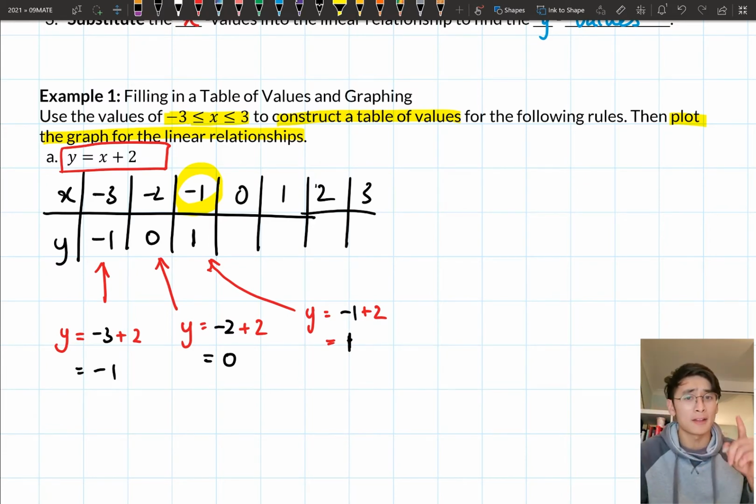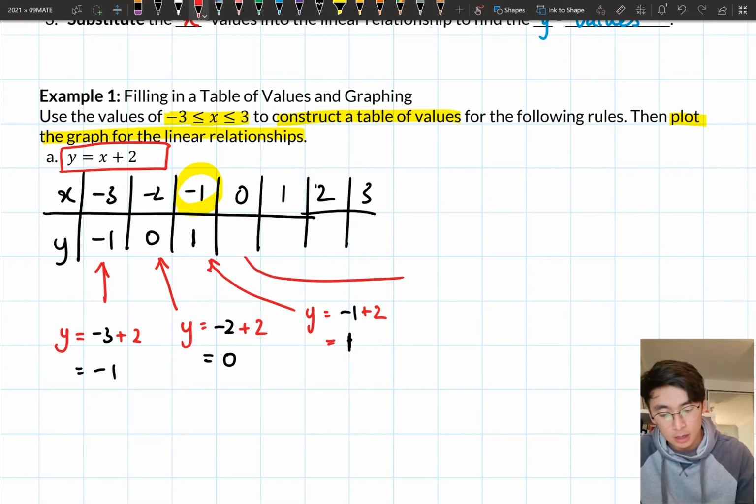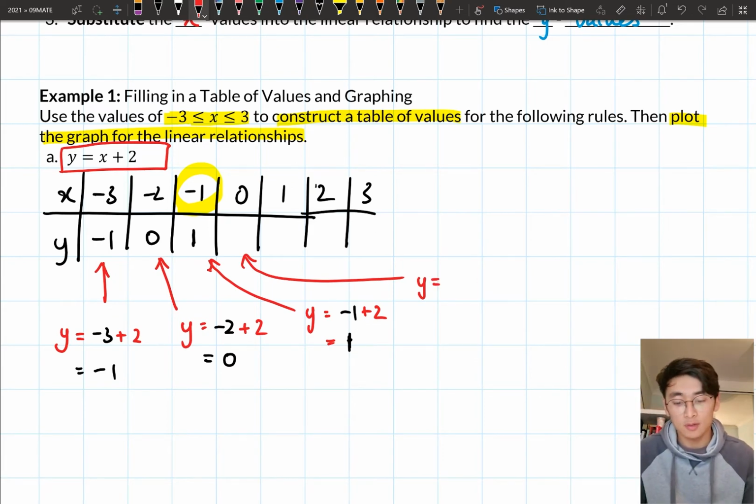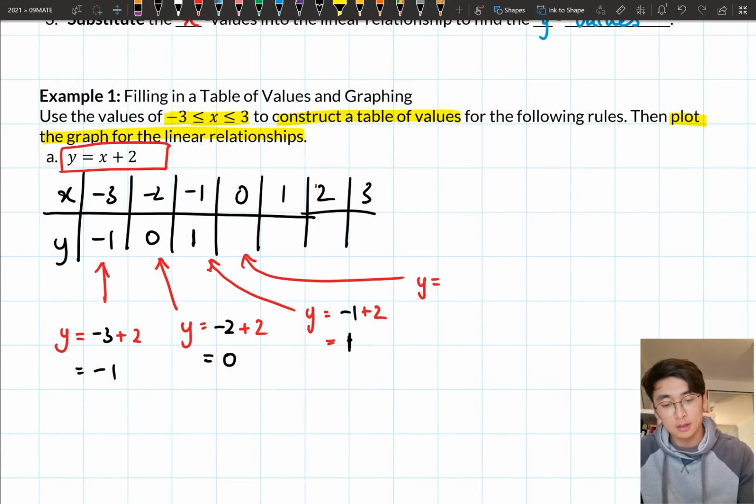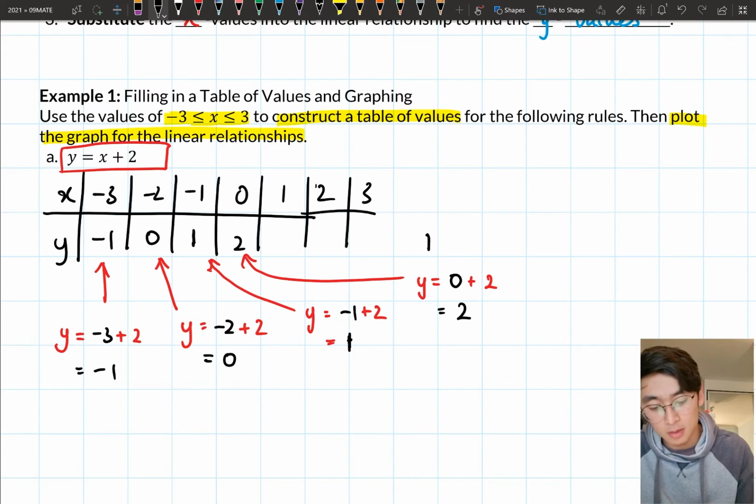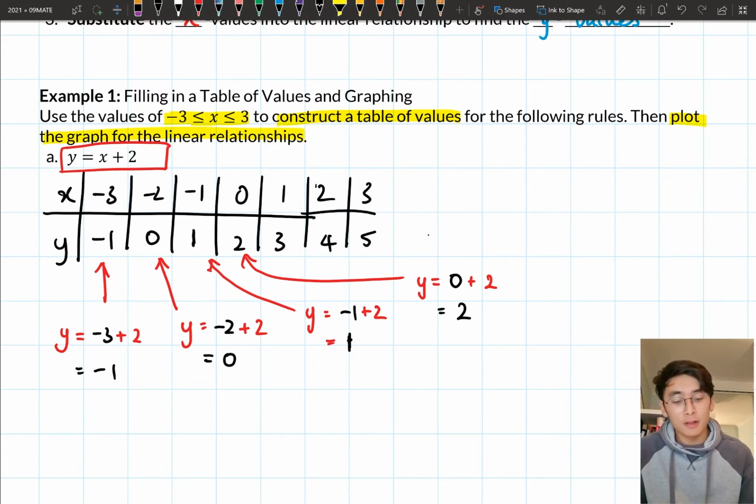If I was following that pattern, the next one should give me 2. So let's substitute the next value in. For this box, I would get y is equal to, I'm going to replace x with 0. So I get 0 plus 2, and this just becomes 2. Exactly what I was expecting. For the rest of them, I'm just going to keep adding 1, so the next ones should be 3, 4, and 5. And so that's how we fill in the table of values.